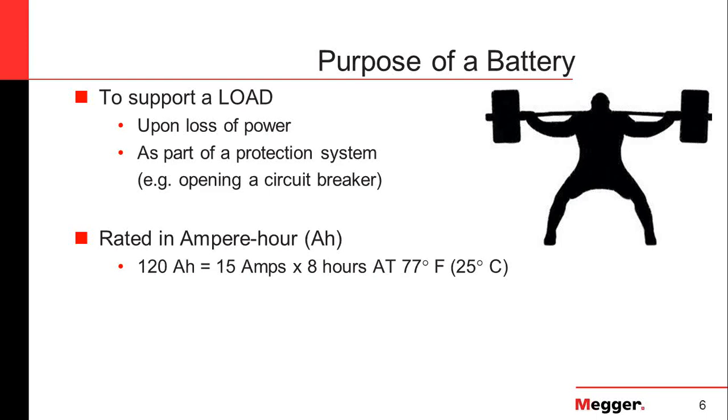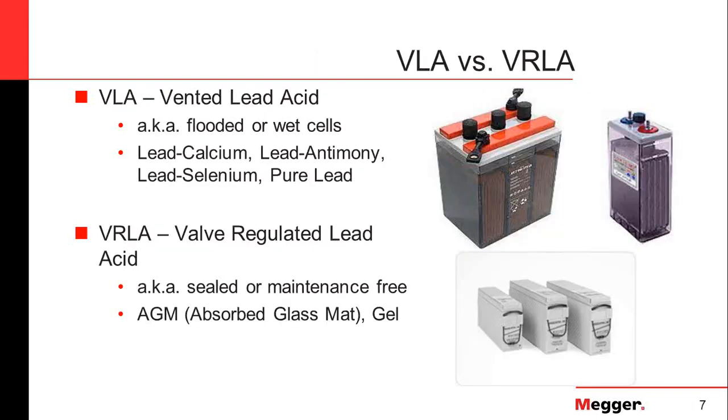Now, one thing to point out, and we'll see some examples later, is that this is not a linear function. So I can't take half the time, say 4 hours, and get 30 amps. It doesn't work that way. The amps actually decrease when I decrease the amount of time, or they proportionally decrease, I should say.